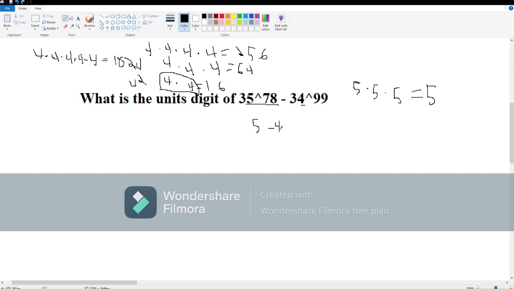So we'll take the 5 minus the 4, and therefore the units digit should, in theory, be 1.